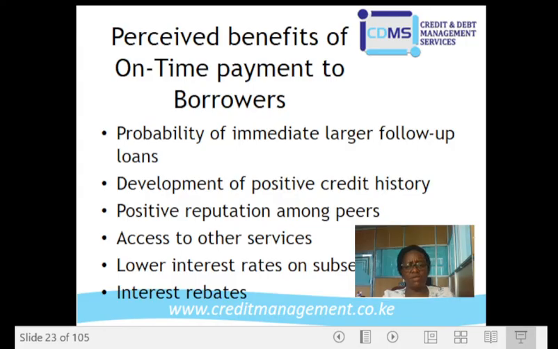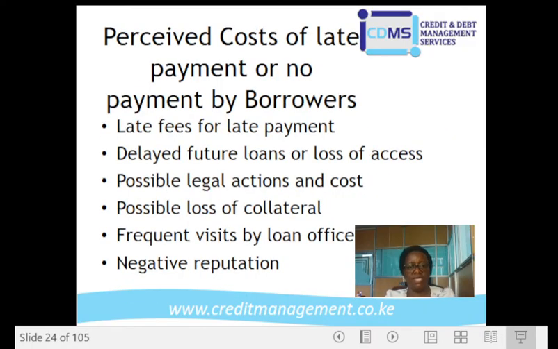The other one is they consider that they're going to get a lower interest rate on subsequent loans. So if I pay on time, I come next time for a new loan, I'm likely to get a lower rate. The other one is they look at interest rebates. They are looking forward that maybe you might decide, because you've paid well on time, we are going to give you a rebate on your interest.